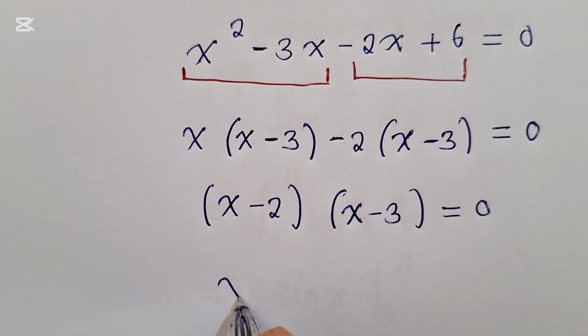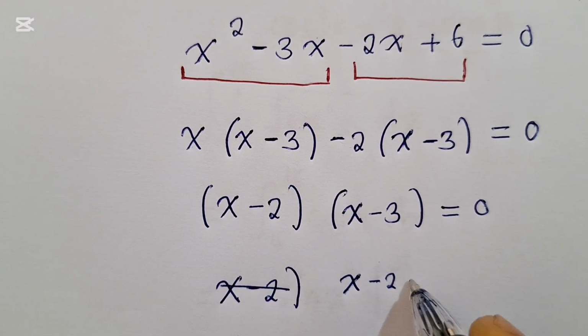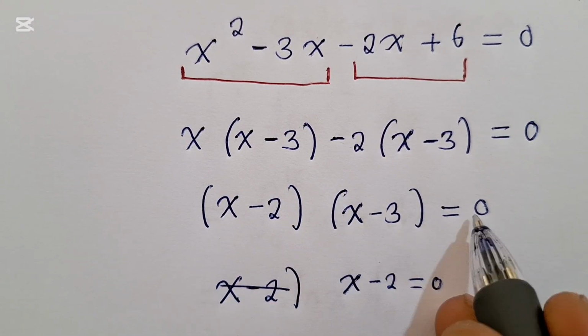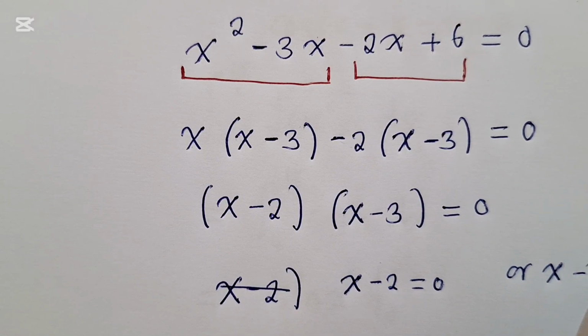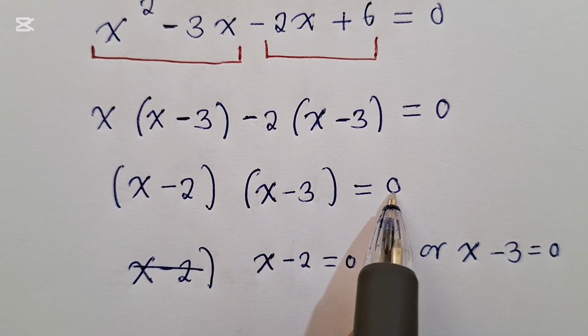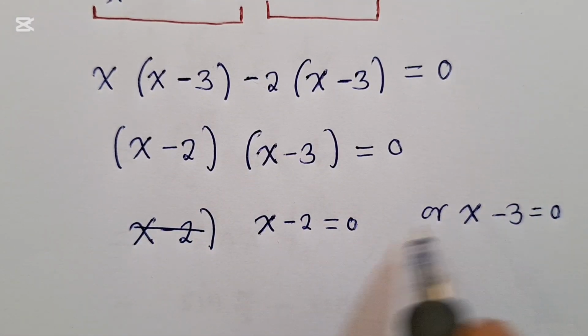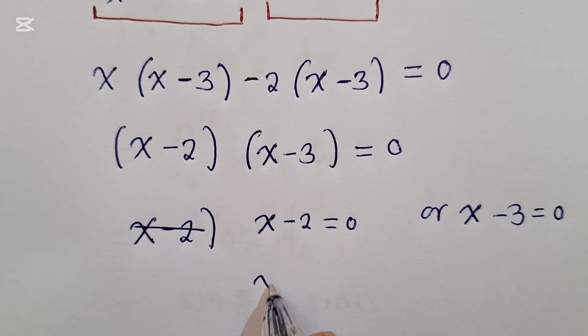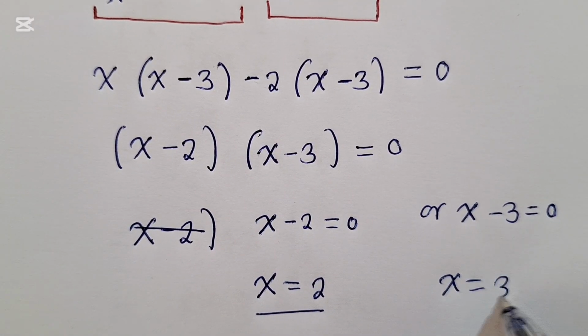From here, we can say x minus 2 is equal to 0, or x minus 3 is equal to 0. So you can see this equal to 0 or this equal to 0. We solve these two equations. We start with the first one, x is equal to 2. For this one, x is equal to 3.